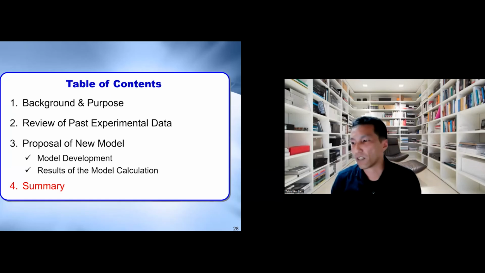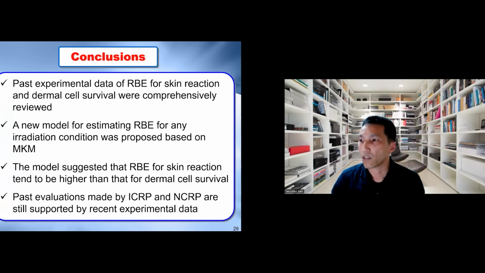So let me summarize my talk. Past experimental data of RBE for skin reaction and dermal cell survival were comprehensively reviewed. A new model for estimating RBE for any radiation condition was proposed based on the microdosimetric kinetic model. The model suggested that RBE for skin reaction tends to be higher than that for dermal cell survival. And the past evaluations made by ICRP and NCRP are still supported by recent experimental data.